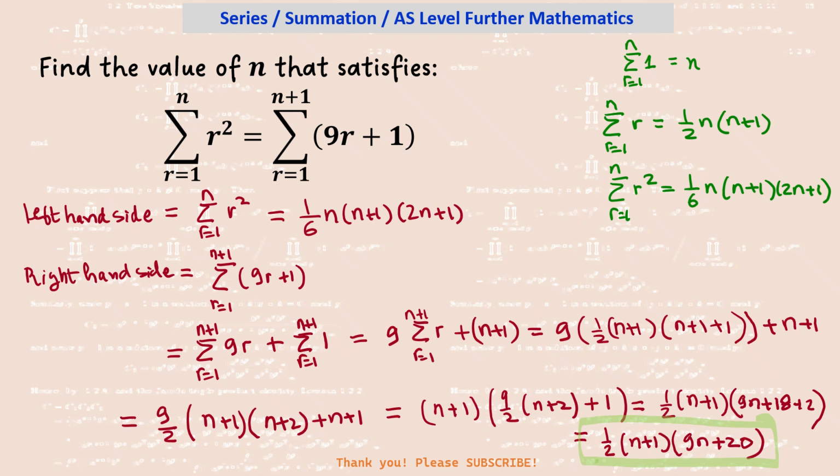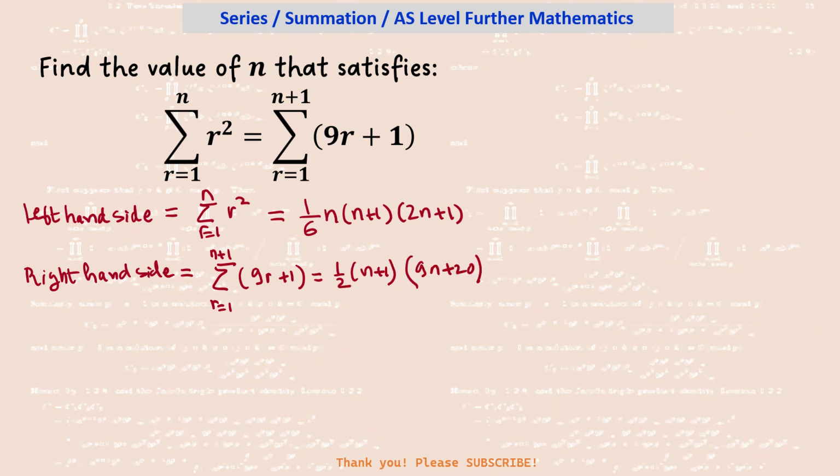half times n plus 1 times 9n plus 20. So you will notice here that I took n plus 1 outside the bracket, and then I left the other terms in. So then finally I get half times n plus 1 times 9n plus 20. So this is my right hand side.